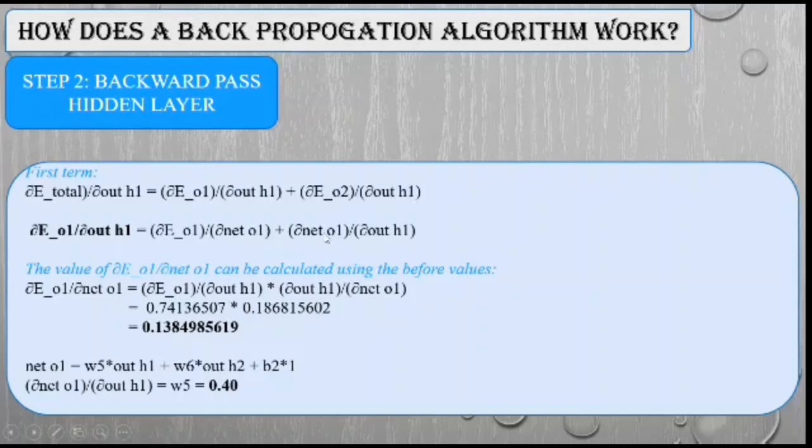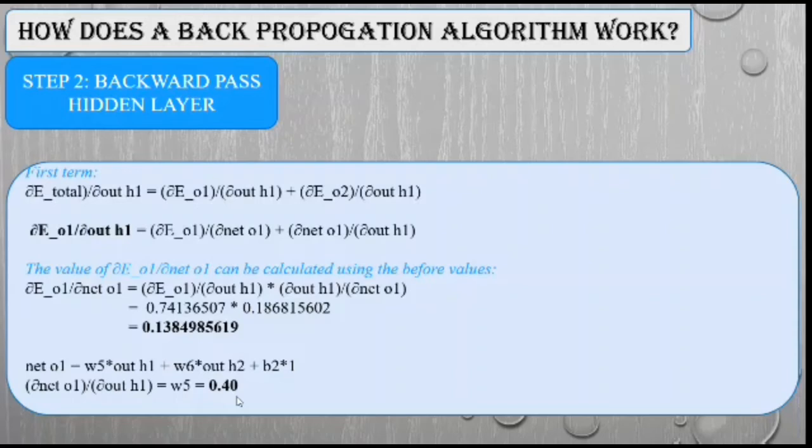Now let's go ahead and find the second term. We have net O1 as W5 into out H1 plus W6 into out H2 plus B2 into 1. When you differentiate net O1 with respect to out H1, the other two terms become constant and turn out to be 0, and when you differentiate this term with respect to out H1, we get the value as W5, which is 0.40.